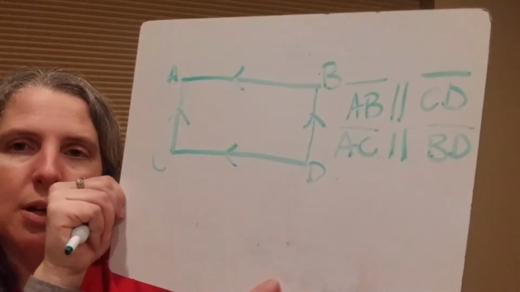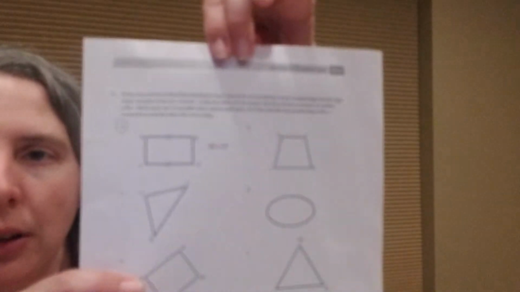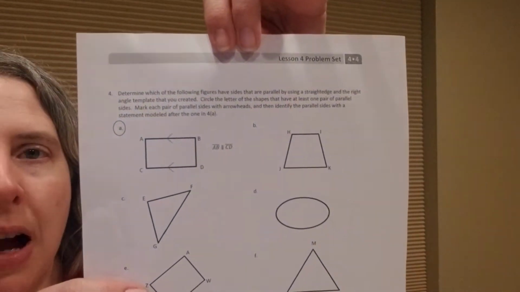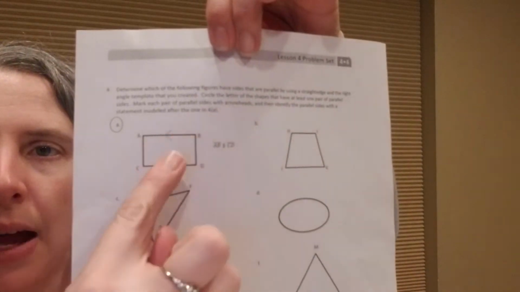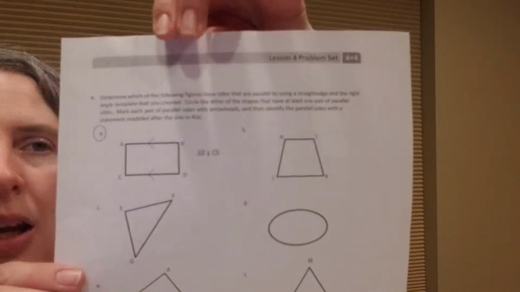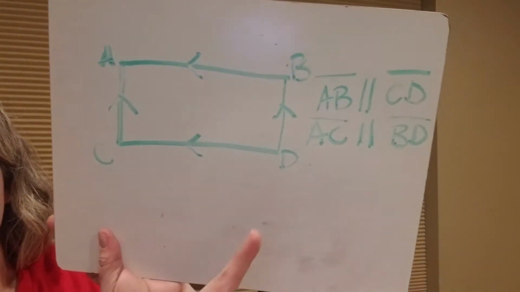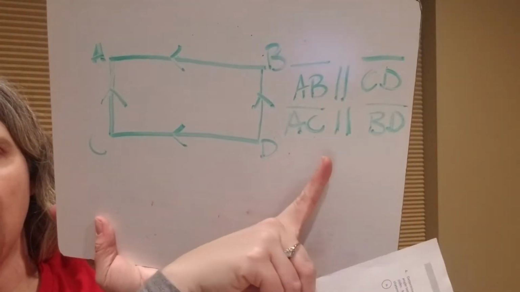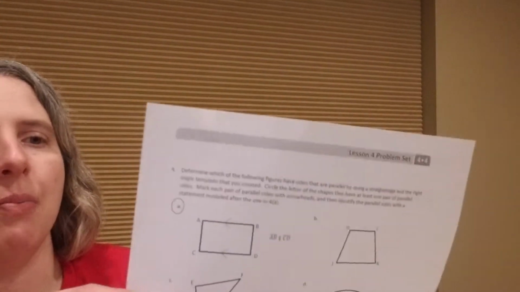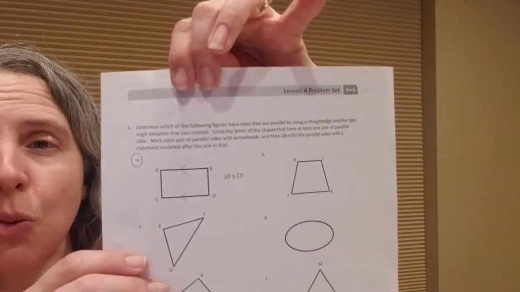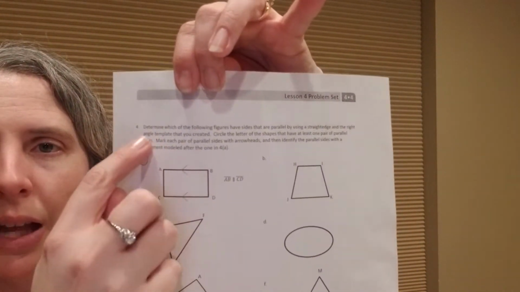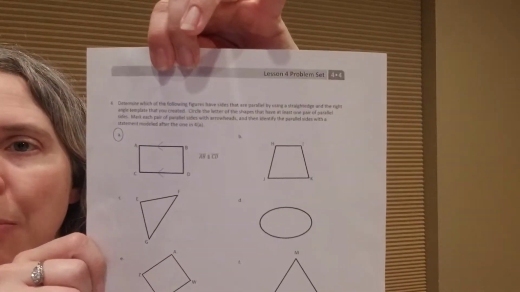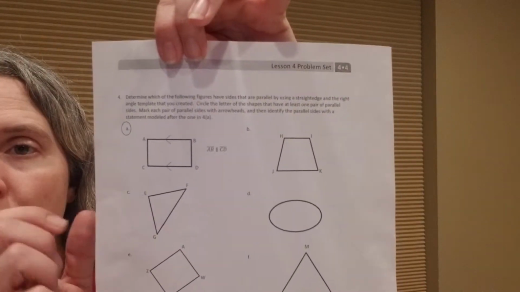So what you're going to do is this page. You're looking for parallel lines. If you find parallel lines, you put the arrowheads on them, and then just like on your page, you mark them, or like on my board, you mark them with the line segment is parallel to the other line segment. And then if they have at least one set of parallel lines, circle the letter. If they do not have any parallel lines, then you leave it blank.